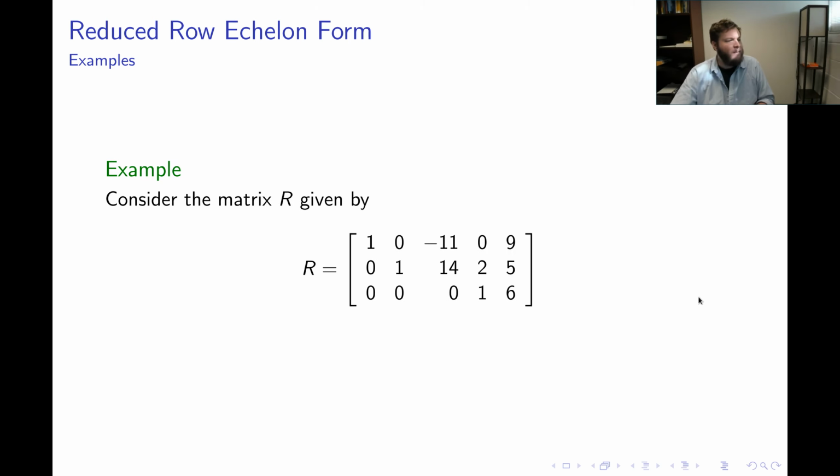Here's another example. So here I have a perfectly good 3 by 5 matrix. Let's go through the rules. There are no rows of zeros here, so I don't have to worry about the first rule at all.